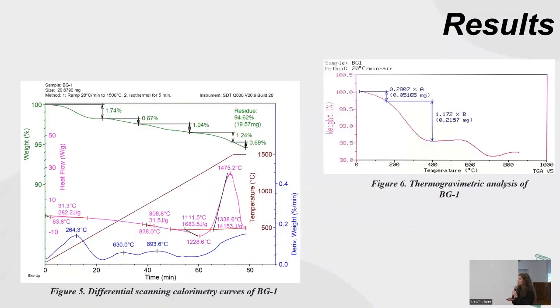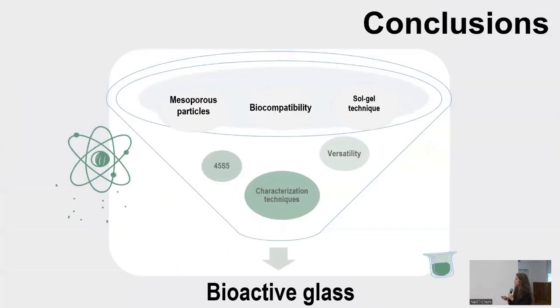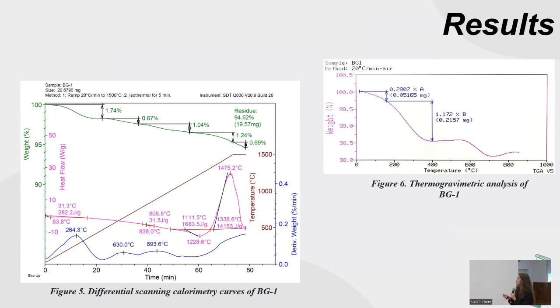In the thermal analysis, we can see that we have some mass loss here, where my material loses the water and some volatile compounds. We can see here some endothermic peak due to the melting process, and then an exothermic one due to the crystallization process.